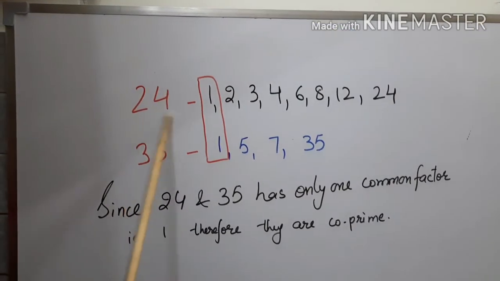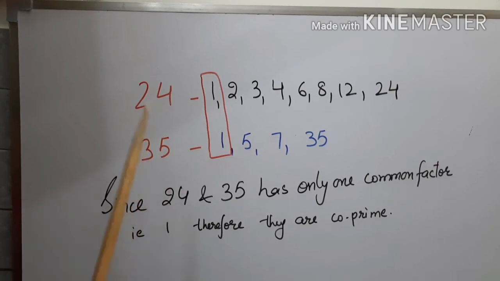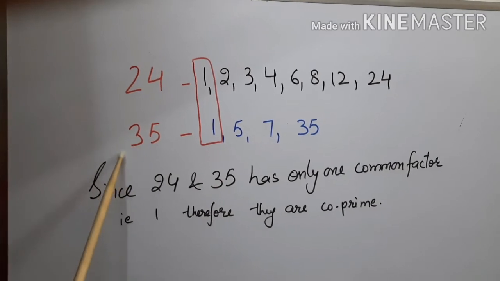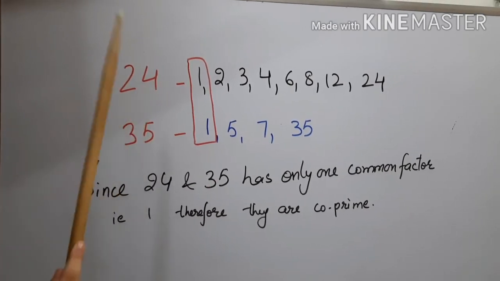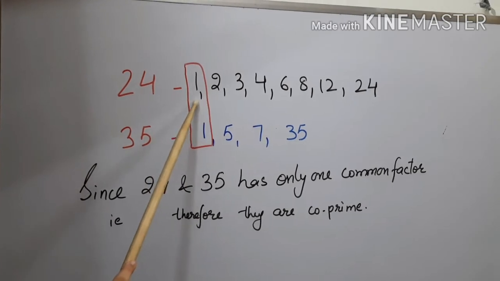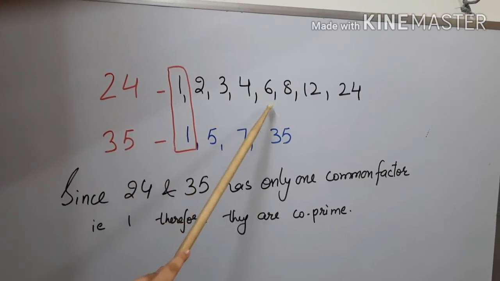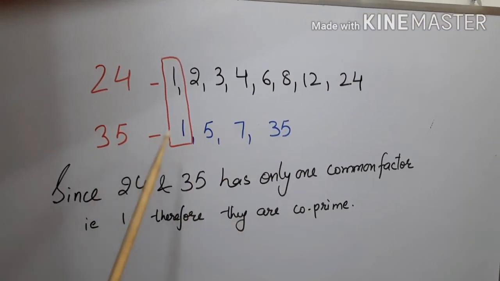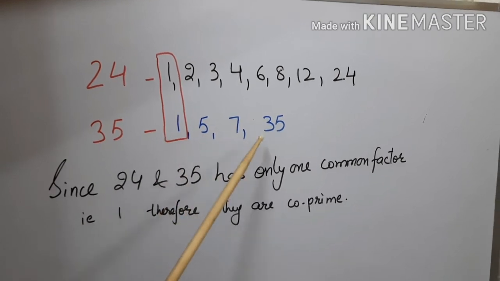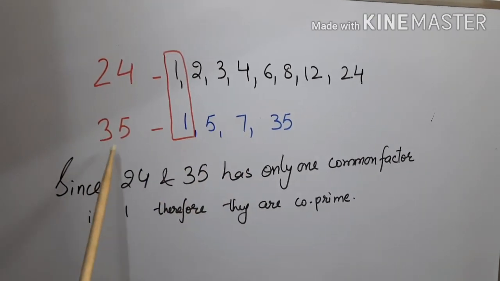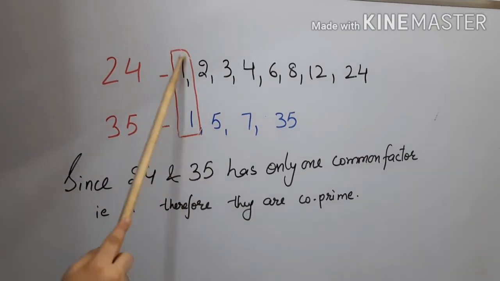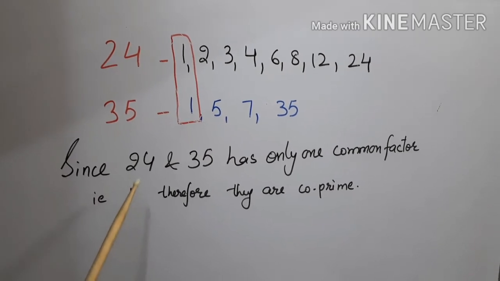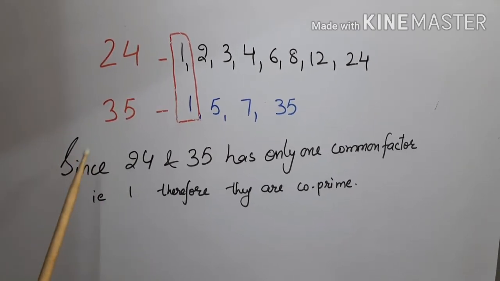Let's have a look at another example, 24 and 35. I have to check whether these numbers are co-prime or not. Let's find the factors of 24. Factors of 24 are 1, 2, 3, 4, 6, 8, 12 and 24. And factors of 35 are 1, 5, 7, 35. But we notice they have only one common factor, which is 1 itself. So 24 and 35 are co-prime numbers.